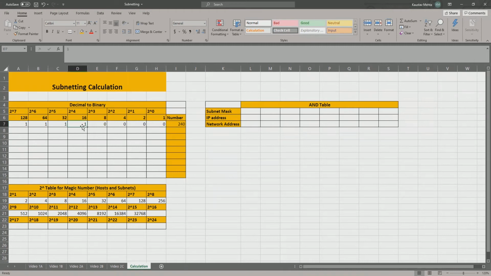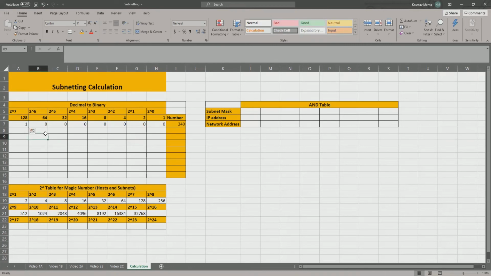And the magic number basically becomes the last digit of 1 here. So if our 1 here is ending on 16, then our magic number becomes 16. If our 1 would end here on 8, our magic number would have been 8. But if our 1 would have ended here on 128, then our magic number becomes 128.